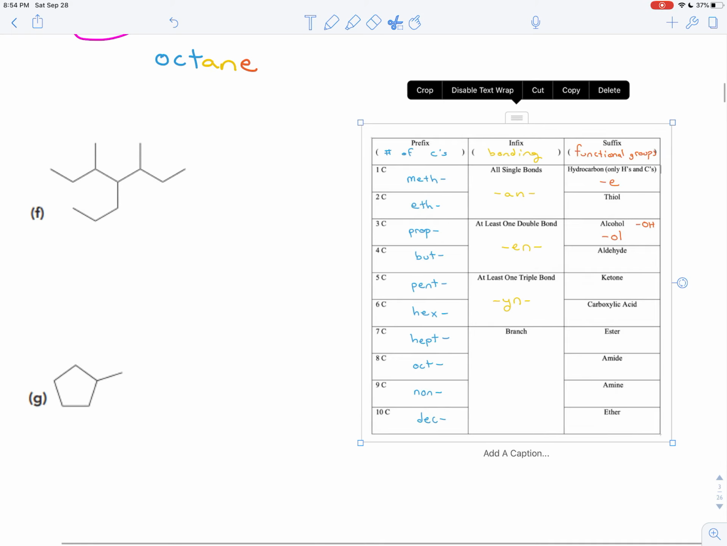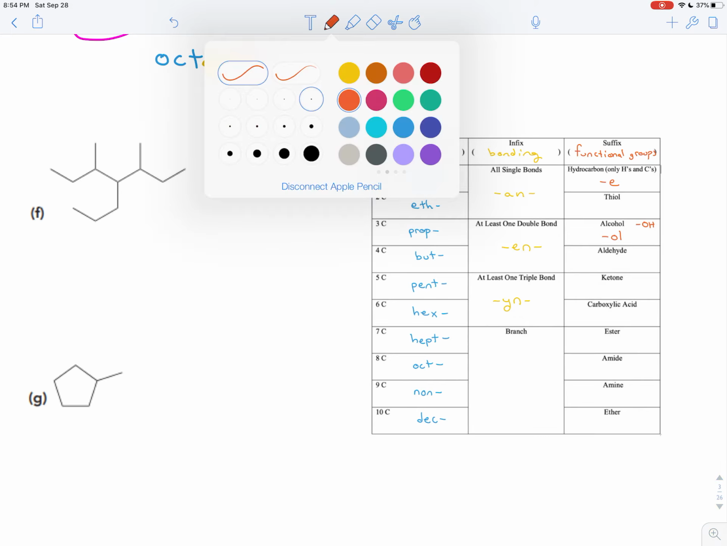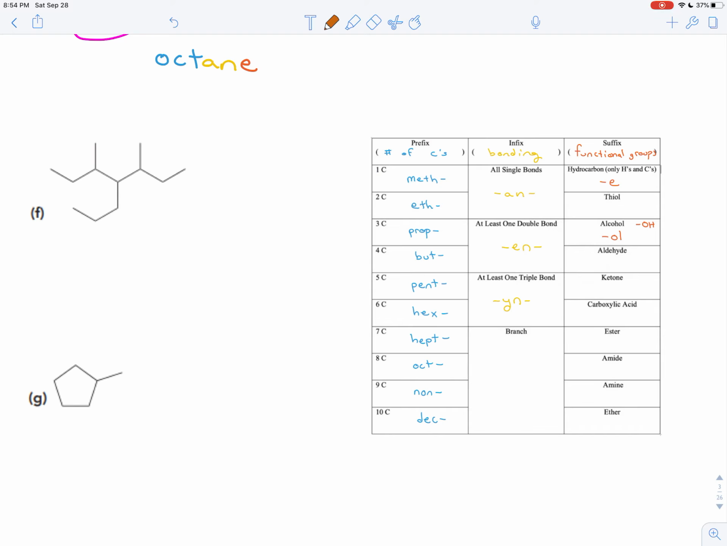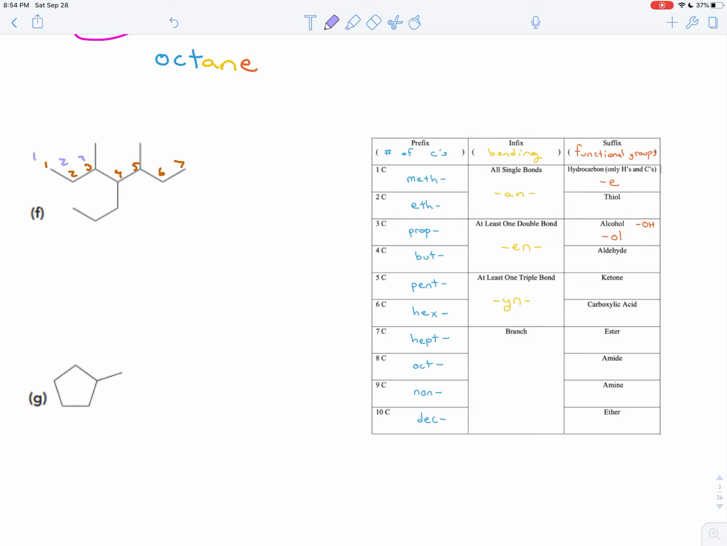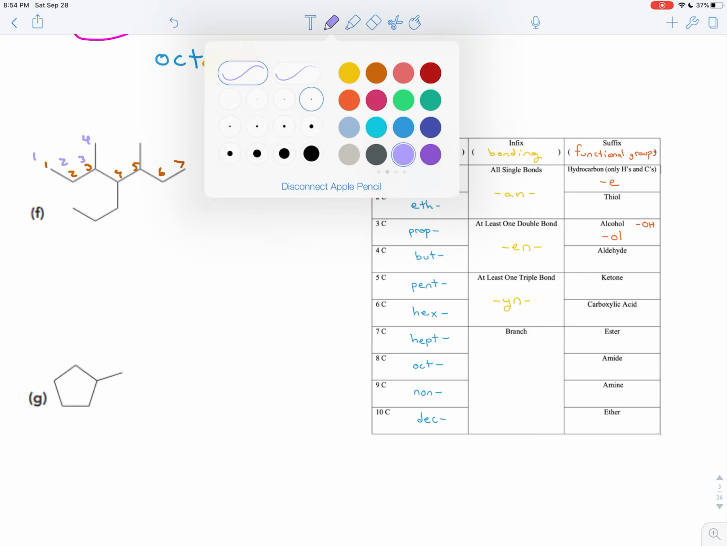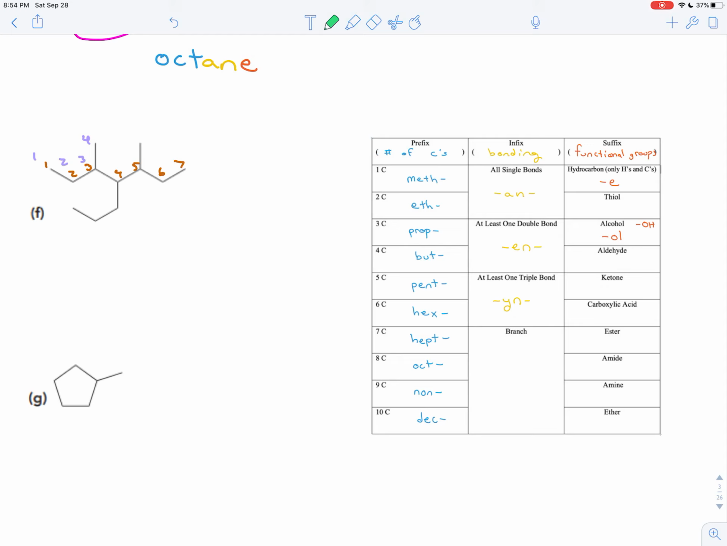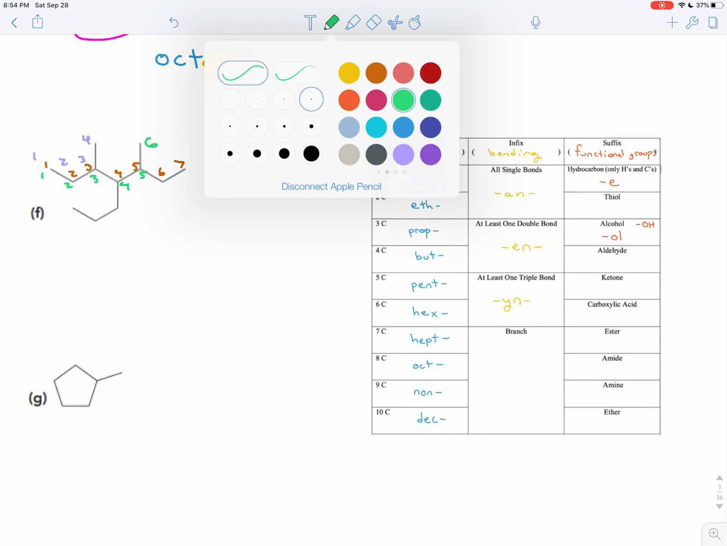Okay, let's try F. We've got here, you could go left to right, so it's that 1, 2, 3, 4, 5, 6, 7. That's one possibility. You could go 1, 2, 3, and then go up. That's 4. You could go 1, 2, 3, 4, 5, and 6. So that's not looking too promising.